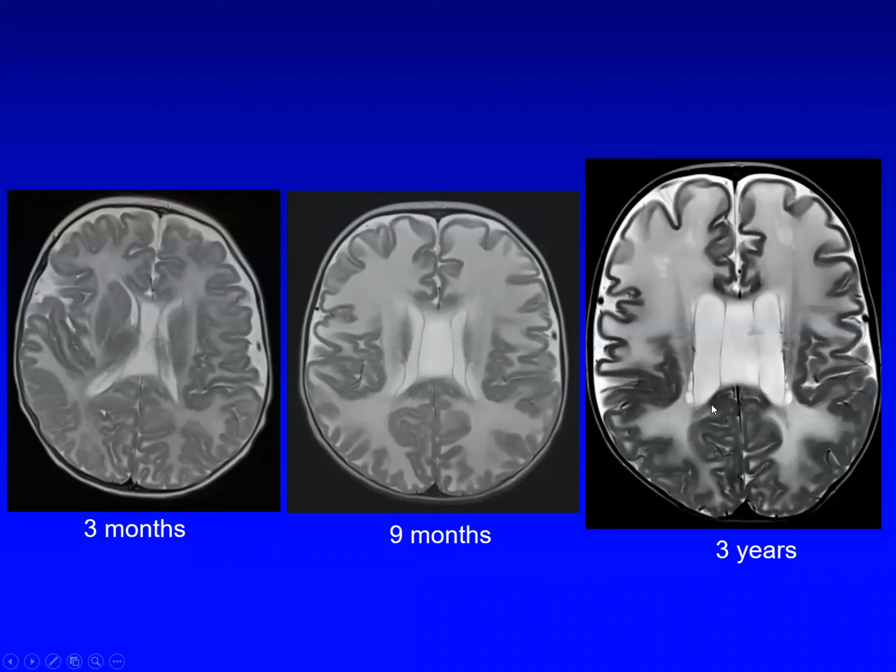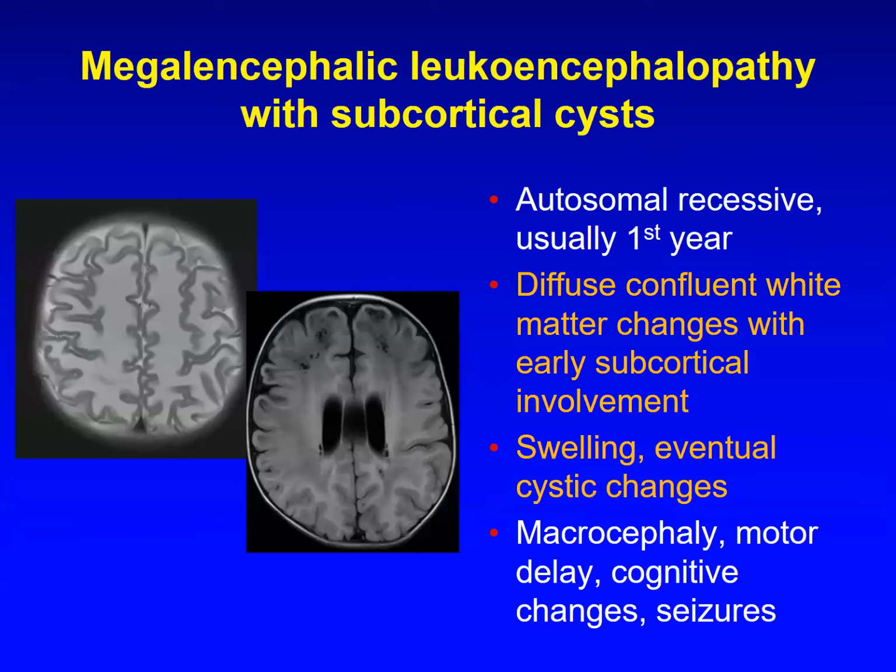If we look forward to 3 years of age, still no normal myelin, a little bit of edema still ventrally, and we've started to develop some of these tiny cystic changes. So this is a patient with megalencephalic leukoencephalopathy with subcortical cysts. This is a relatively recently diagnosed leukodystrophy by Dr. Vandernap, who is probably the premier investigator in leukodystrophies from a radiology standpoint. It's an autosomal recessive disorder, usually presents at about the first year of age, has diffuse confluent white matter changes.